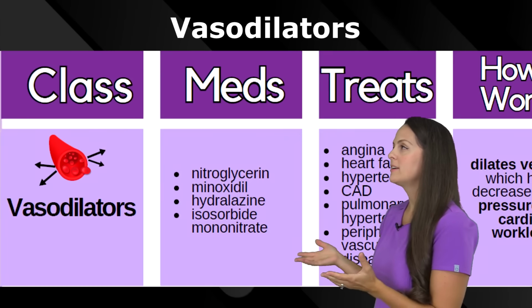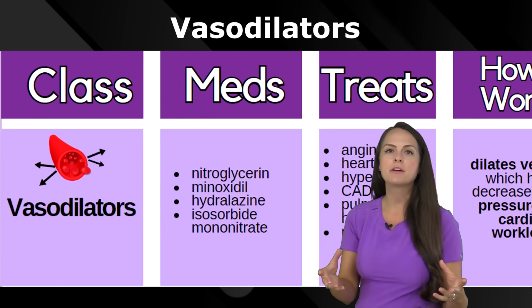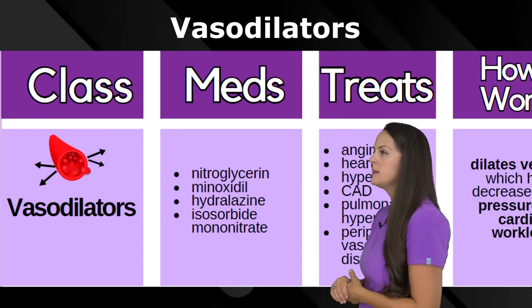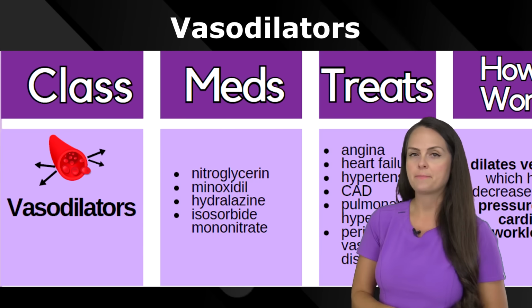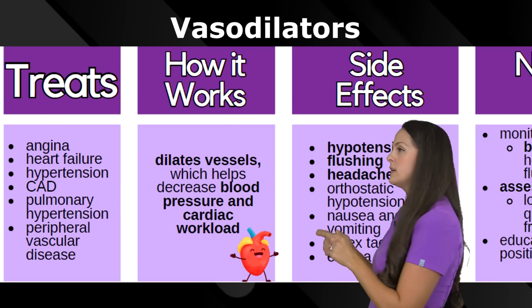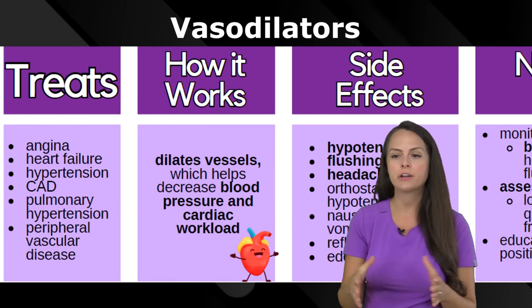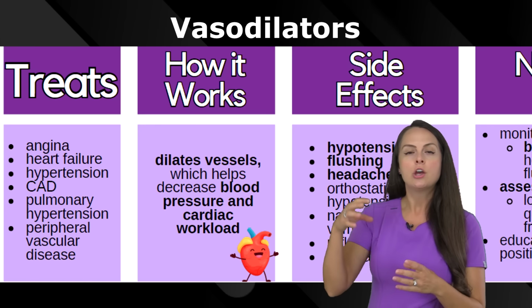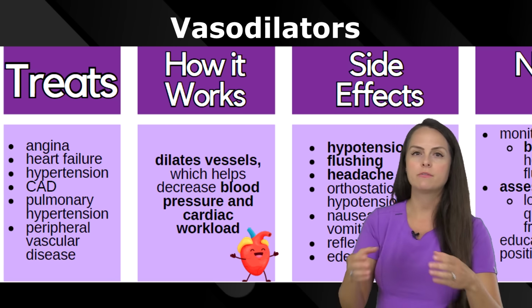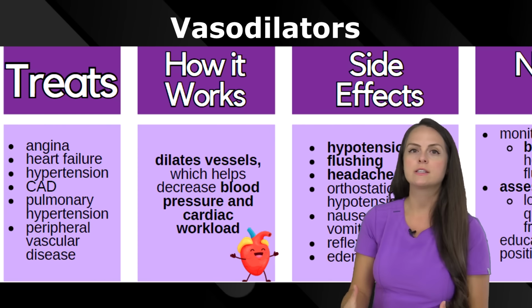Next is vasodilators, and just as its name says, it's going to cause vasodilation. So we're going to open up those vessels. Medications in this class include nitroglycerin, minoxidil, and hydralazine. Now, based on how these medications work, they're going to be great at treating conditions where we have angina. Angina a lot of times is occurring because your coronary arteries are not getting good blood flow through them, so they can't feed the myocardium. So we can dilate, let's say, that vessel that's got narrowed, and we can increase the blood flow.